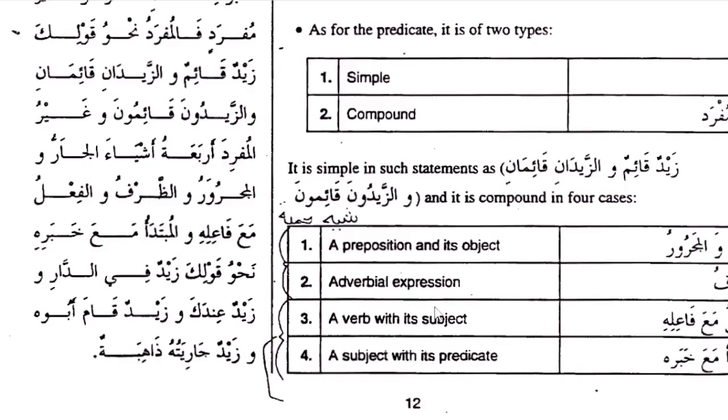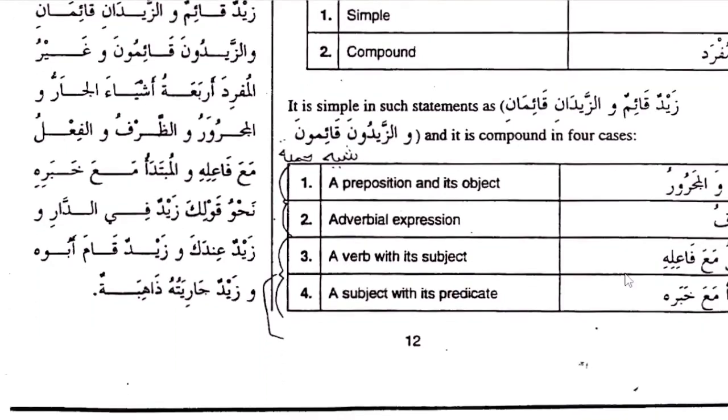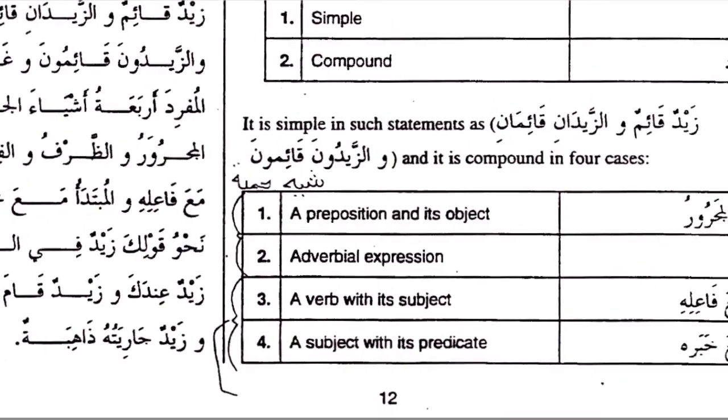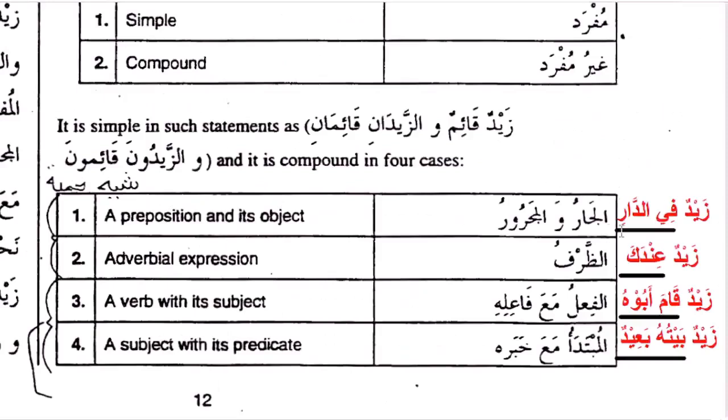It can be four things. Look at here. Observe here in red. Let me enlarge it so that you can see very well. Okay, on the right end in red, the examples written in red. Look at them. Zaydun fiddar. Zaydun fiddar.